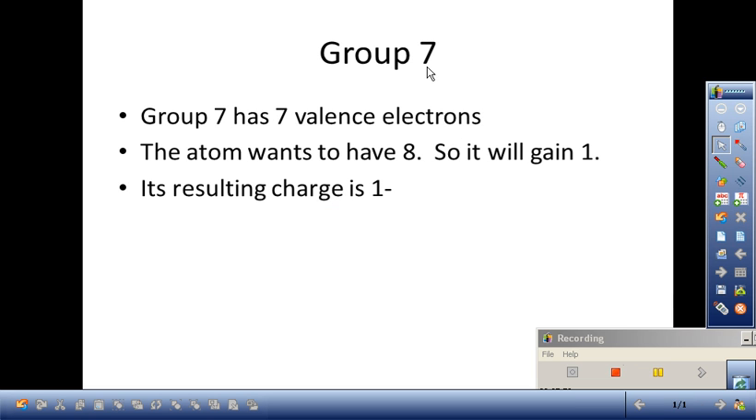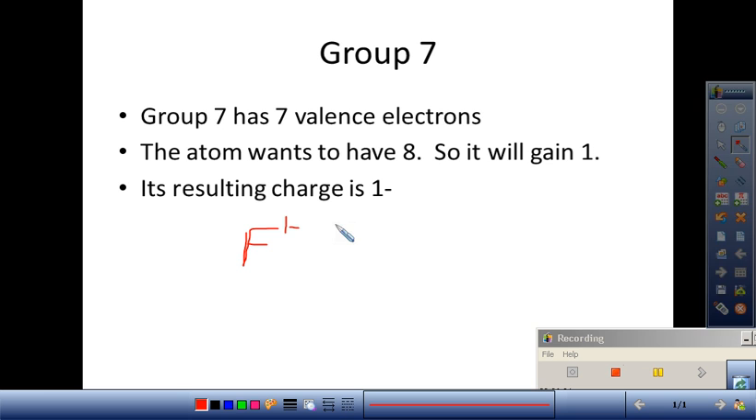And finally, group 7. Well, just like the other ones, if I'm in group 7, I have 7 valence electrons. But I want to get to 8. So if I have 7, I want to get to 8. Of course, I have to gain 1. And if I gain 1, its charge is negative, so my charge is going to be minus 1. So fluorine is in group 7. He wants to gain 1, and he gains a negative charge.